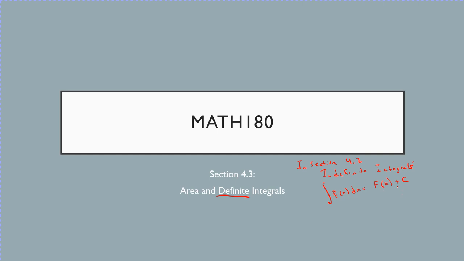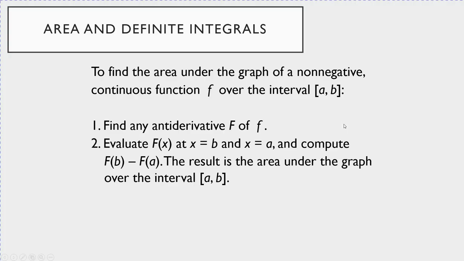Definite integrals are a little bit different, and what's going to happen is you're going to have these things called bounds of integration, and you'll see that in the coming slides. So we're going to relate definite integrals to area. To find the area under the graph of a non-negative continuous function f over some interval a to b, the first thing you would do is find the antiderivative of the function. So you'd find the capital F of x.